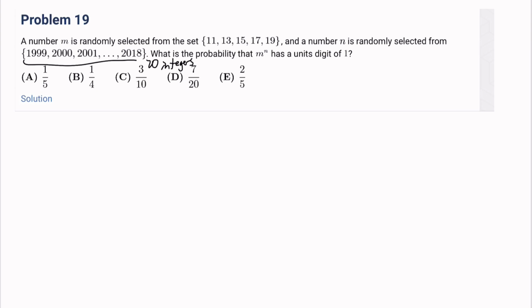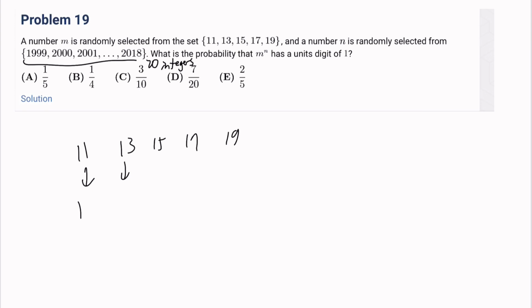Okay, so we have 11, 13, 15, 17, 19, and if we keep taking the powers of these numbers, since we are only looking at the unit digit, let's just try to see the pattern for the unit digit of the powers of these numbers, right? So for 11, it's always 1, right? Because 1 times 1 is always 1, so that would be 1 all the time.